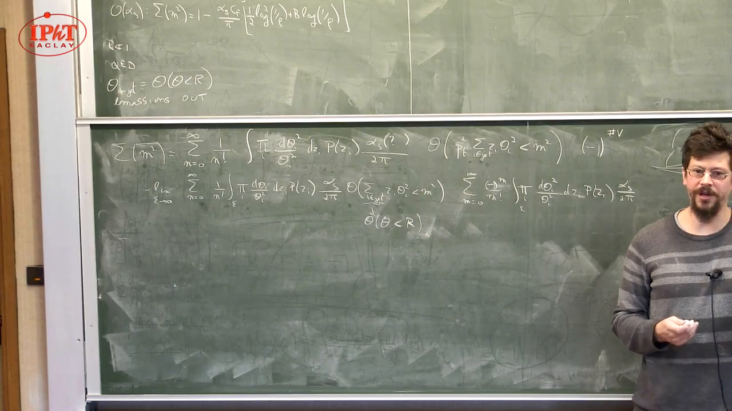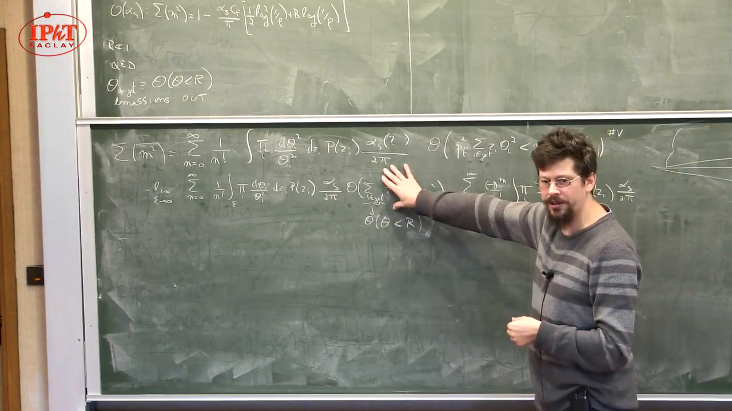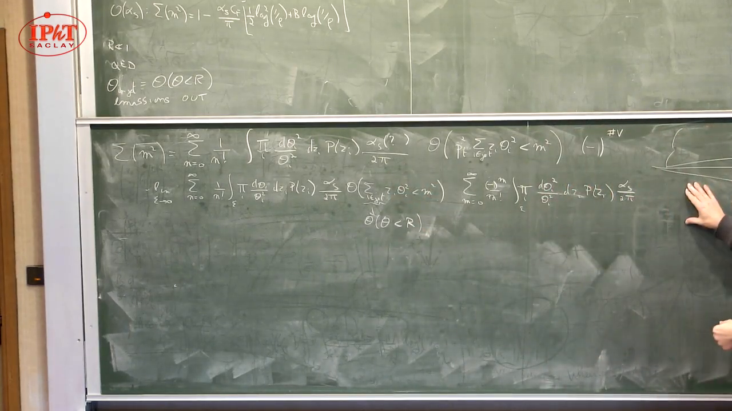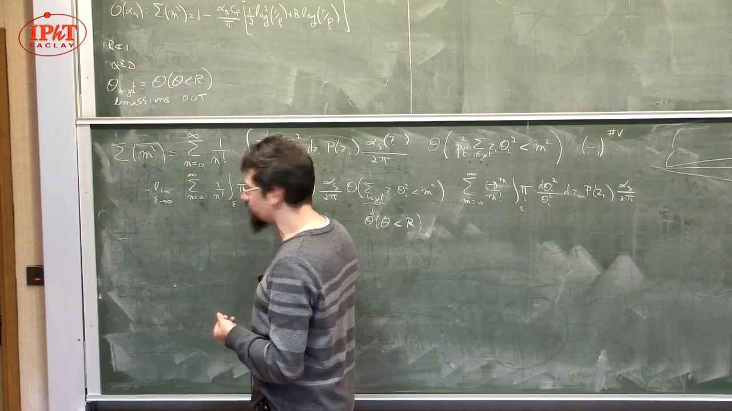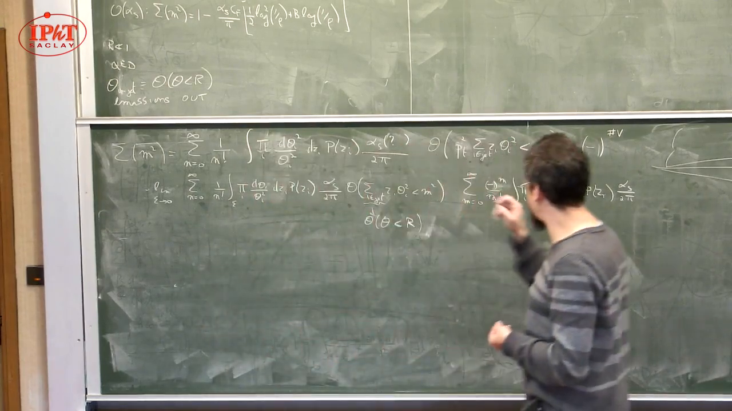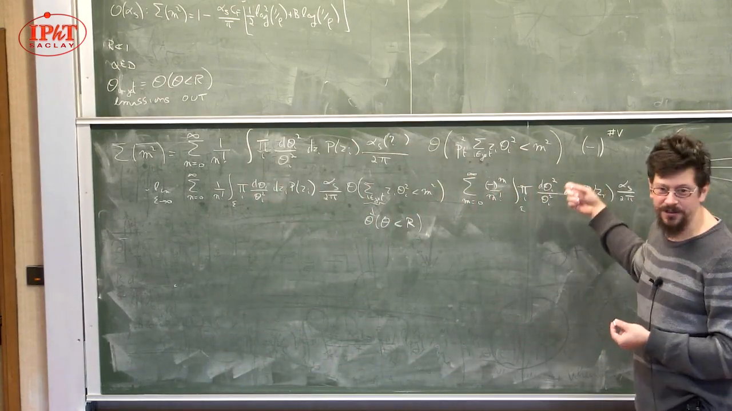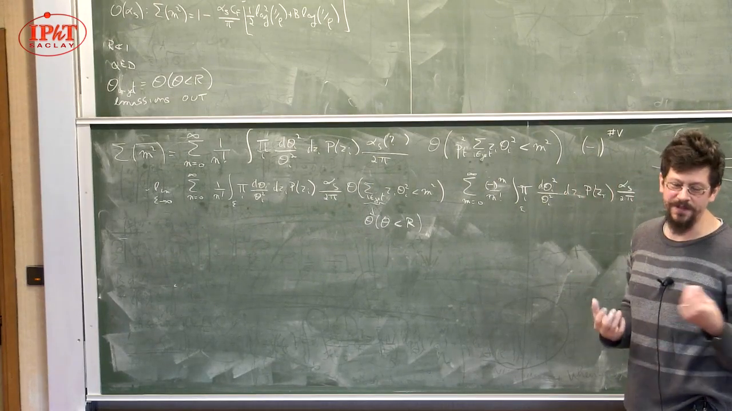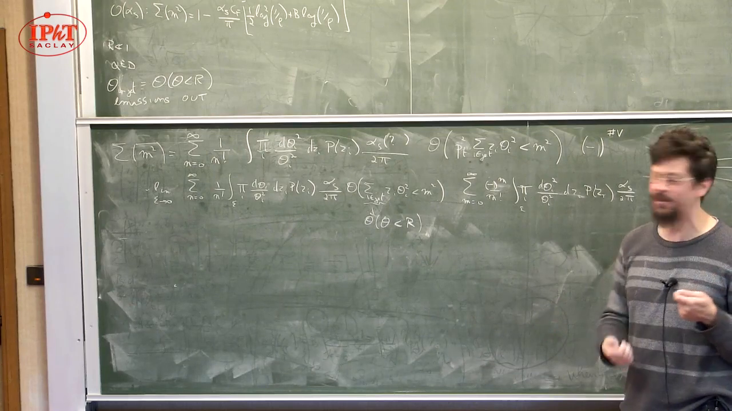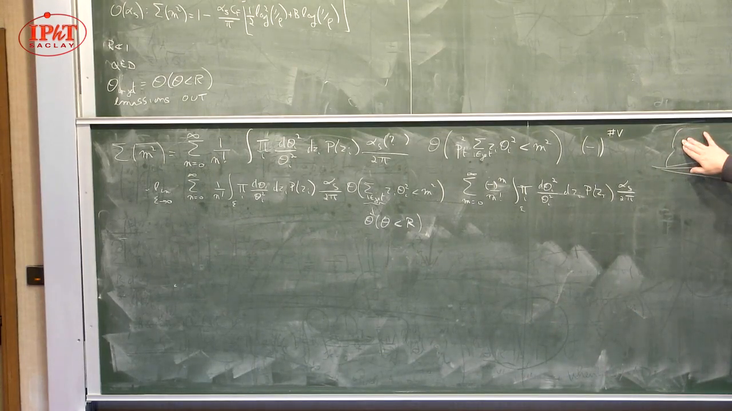The contribution from angle larger than r is a factor 1 here, factor minus 1 there, so they cancel. If you wish to factor out, this gives you an exponential of plus the integration between r and whatever, and this gives you an exponential of minus the integration between r and infinity, and the product is 1. That's the mathematical way of proving it. Physically, it means that if you're not sensitive to an emission, like this one, real and virtual cancel.